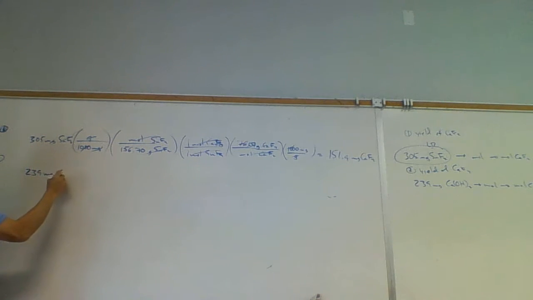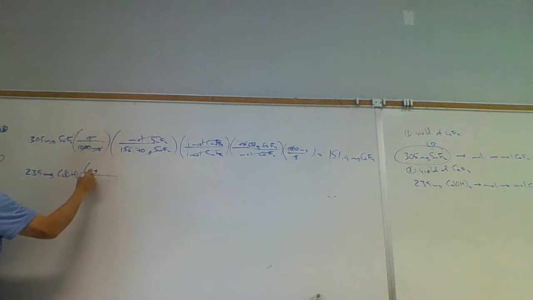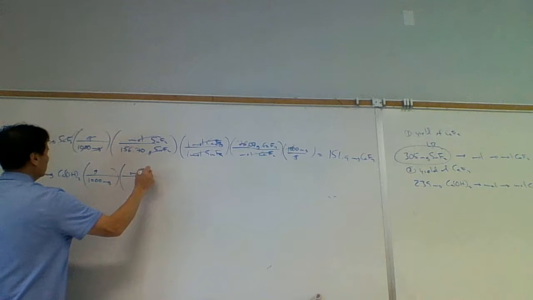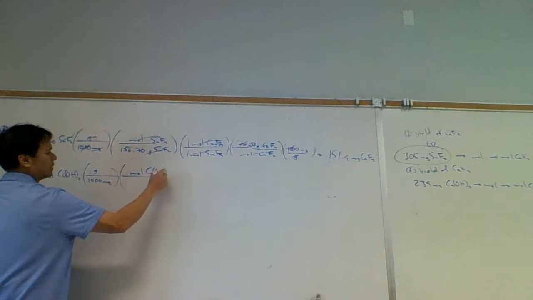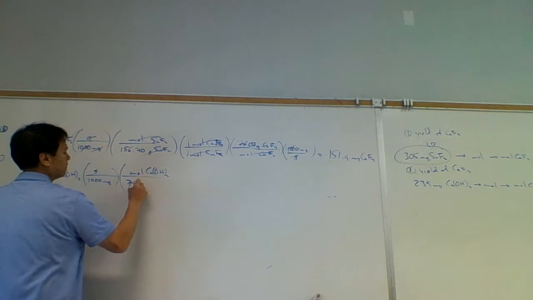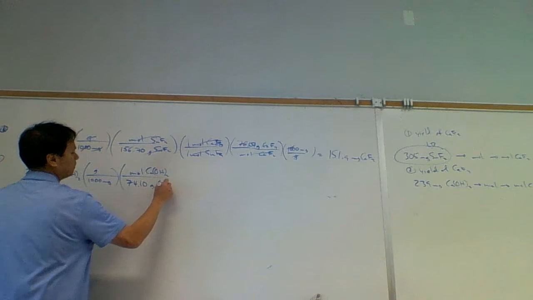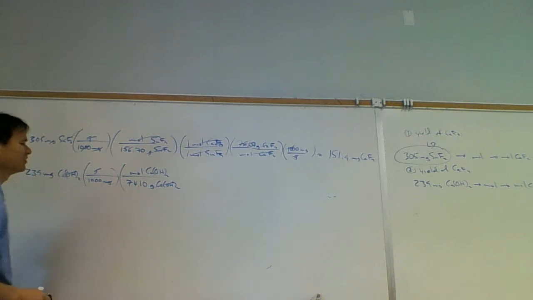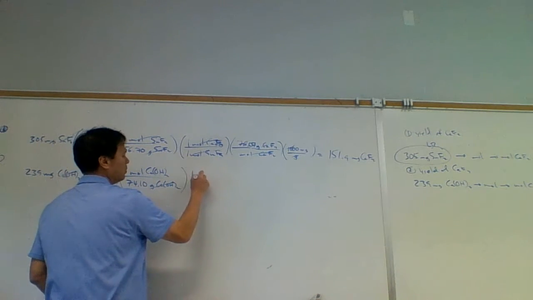239 milligrams of calcium hydroxide. So again, I don't like to do the milli stuff. Just go straight. What's the molar mass of calcium hydroxide? Okay, yeah, 74.10. Grams, milligrams cancel, moles of calcium hydroxide. All these are 1-to-1 mole ratios.